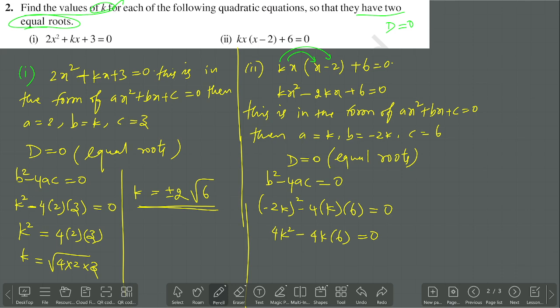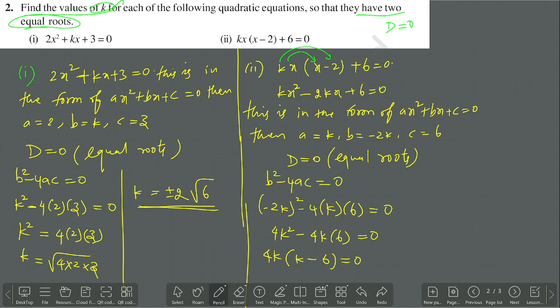Clear? Right. So here I'm going to take 4k commonly outside. Then what do I have remaining here? k. Very good. Because when I multiply k into 4k, it becomes 4k square. And minus, after taking 4k outside, what do I have inside? 6 equal to 0.